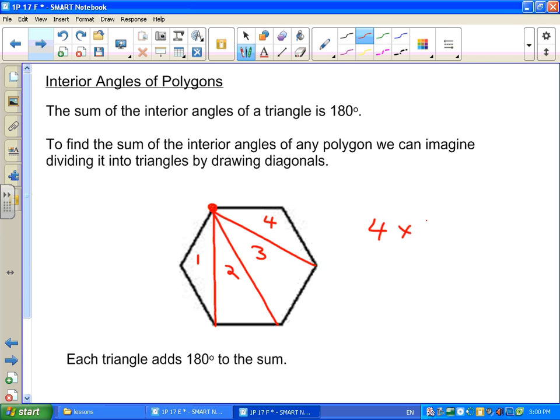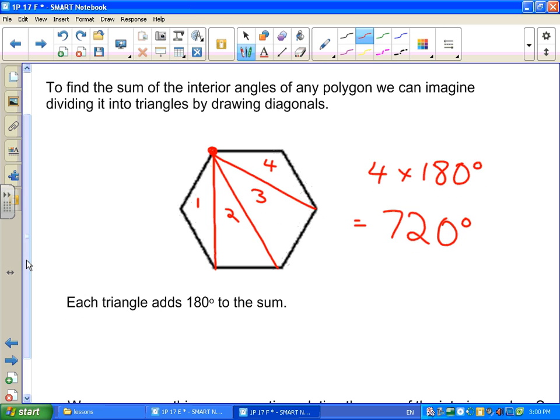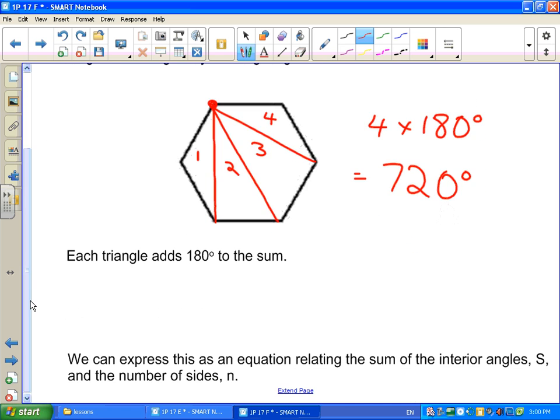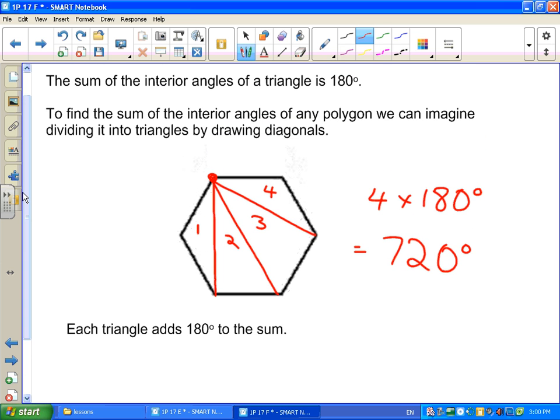Each triangle has 180 degrees, so in my entire shape, I've got 4 times 180 degrees. Multiply that out, I've got 720 degrees. Okay? So that would be the sum of the interior angles of this hexagon here. All right? And you guys don't need to worry about the equation. All you need to be able to do is, if you're given a shape, split it up into the triangles. Take that number of triangles, each one gives you 180, multiply it out, that gives you the sum of the interior angles. Okay?